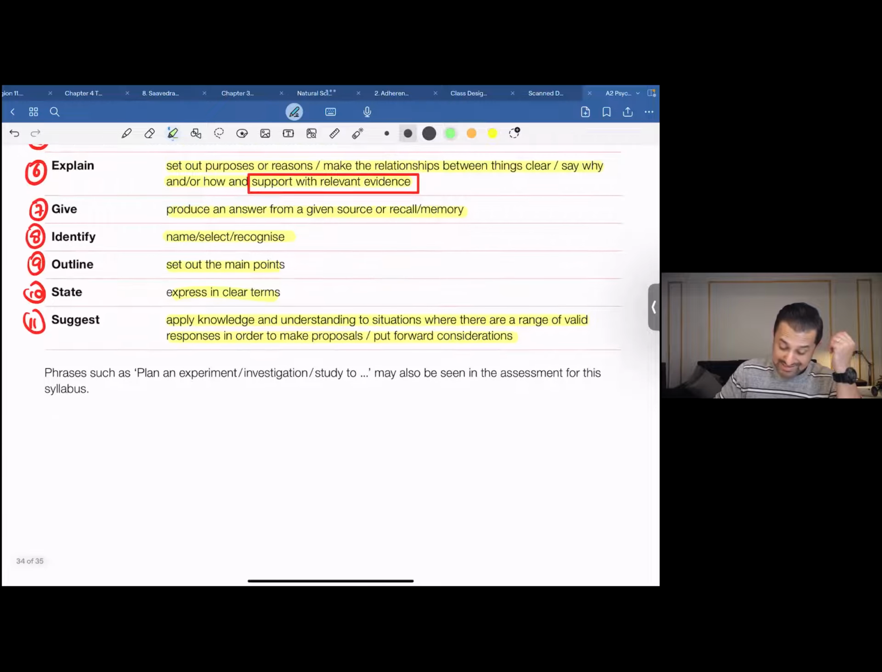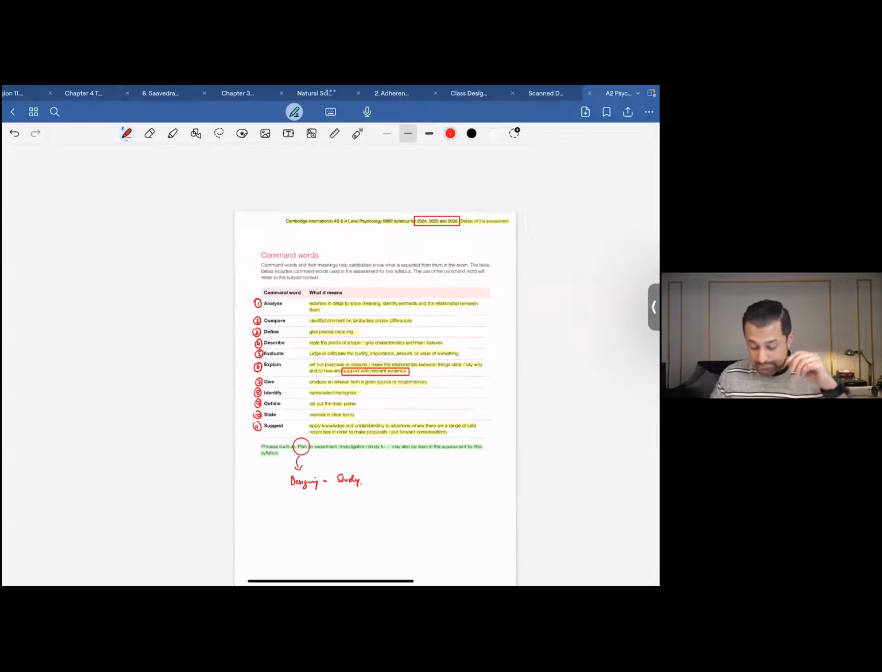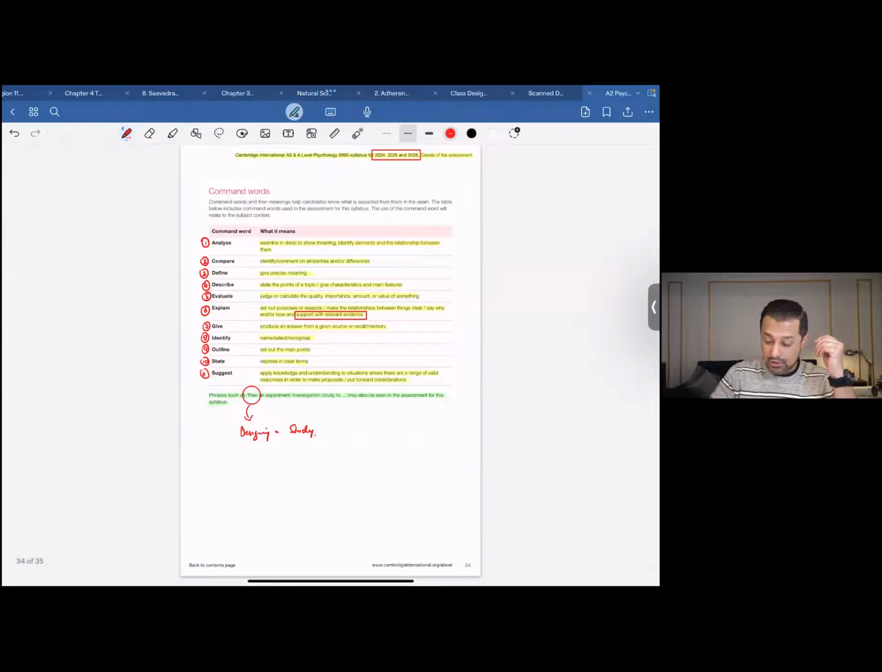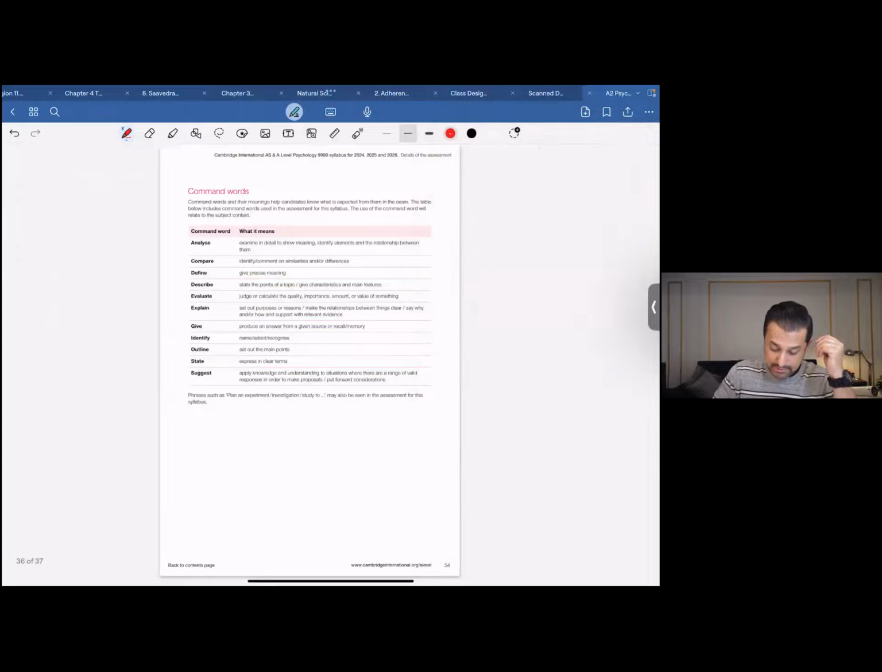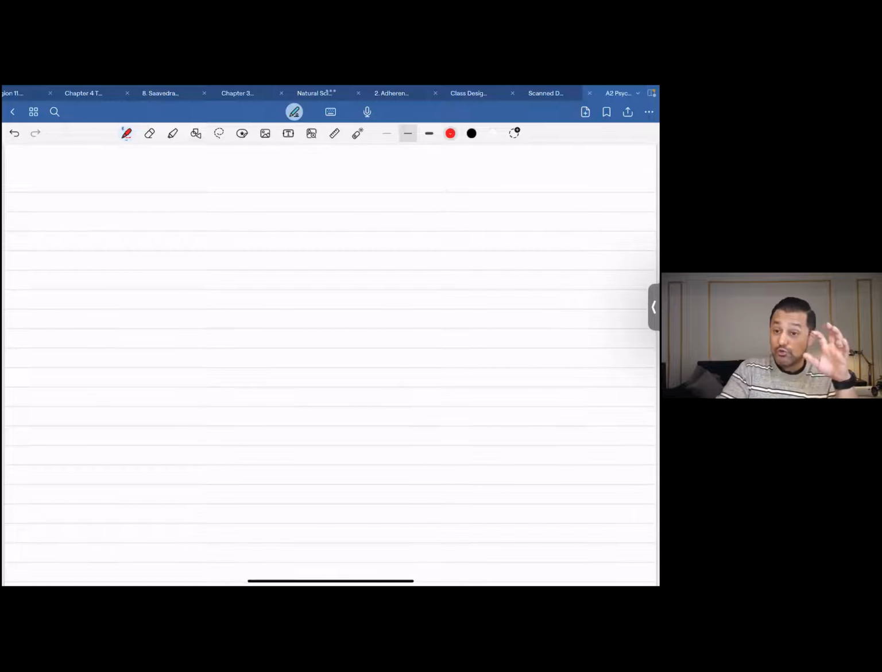Now, phrases such as plan an experiment, investigation, or study may also be seen in the assessment for this syllabus. Like I said, this was previously known as the designing a study part. I would want to explain one more thing to you. Allow me to walk you through the questions that we've had, as quickly as possible, and see if we learn something out of it.